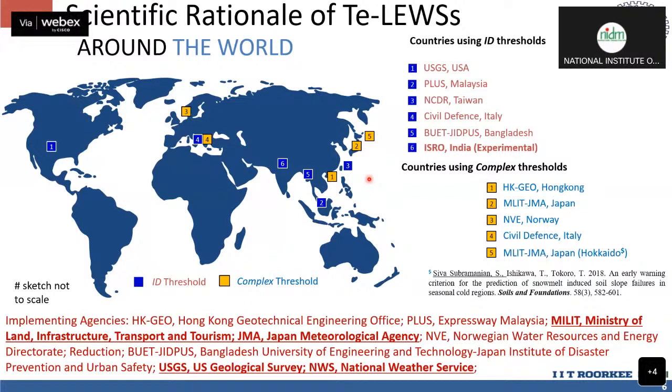Okay, thank you. There are some countries which use a complex threshold, which moves beyond a meteorological threshold. Those could be hydrometeorological thresholds, which use the meteorological variables as well as the ground conditions in terms of hydrology, such as soil moisture or soil water index parameters. One such example is Japan, where the soil water index is used, which is a complex threshold. And in the case of India, we have an experimental landslide early warning system, which works at the territorial scale, which I'll be showing in the coming slides.